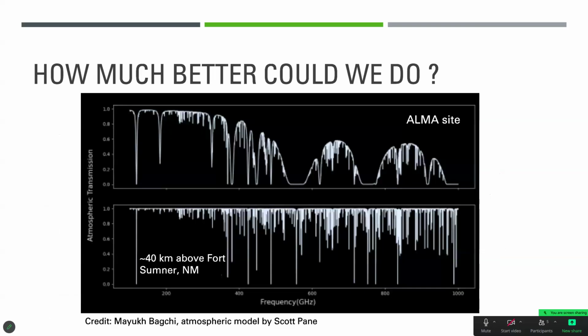Just to give you an idea of how much better we can do, this is the plot that I showed you before of the atmospheric opacity, this time in terms of transmission. 1 means everything gets through, 0 means nothing gets through. This is at ALMA. This is 40 kilometers above New Mexico. The reason we chose New Mexico is that NASA has a stratospheric ballooning base there. You'll see most of it gets through. You still see spikes, and that's basically from molecules in the upper atmosphere. But we're doing a lot better.